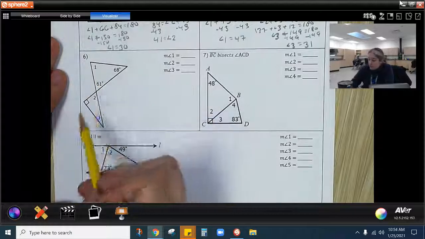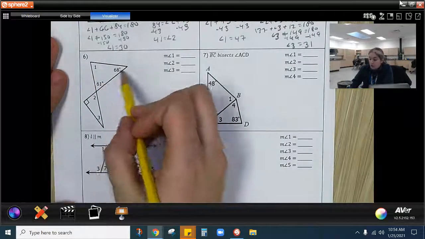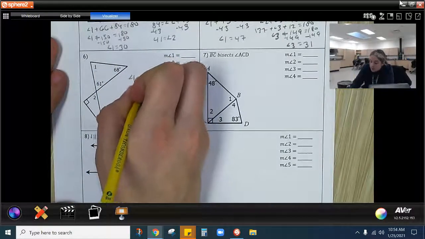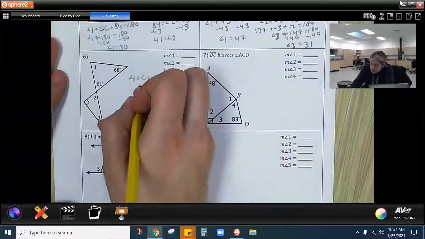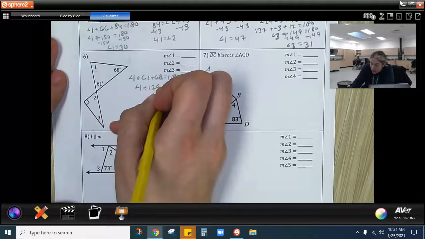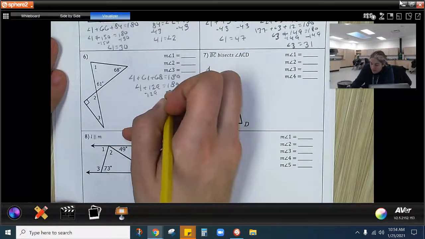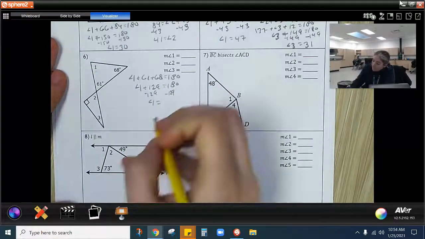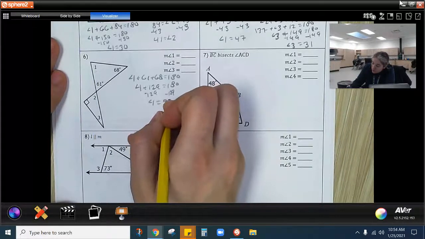So for angle 1, for number 6 here, we've got 2 other angles in our triangle. So I'm just going to use the triangle sum theorem, which says that angle 1 plus 61 plus 68 is equal to 180. So that means angle 1 plus 129 is equal to 180. When I subtract 129, we get angle 1 is equal to 51.